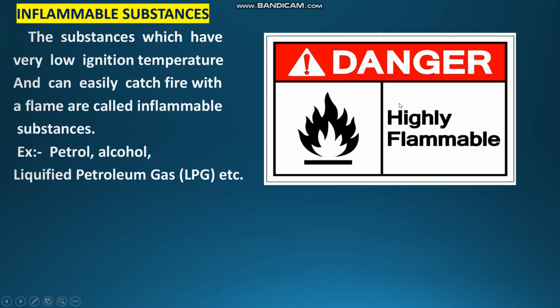Now, let us see what are inflammable substances. The substances which have a very low ignition temperature and can easily catch fire with a flame are called inflammable substances. You know, petrol, alcohol, kerosene, LPG, all these soon catch fire because their ignition temperature is very low. These are all examples of inflammable substances.